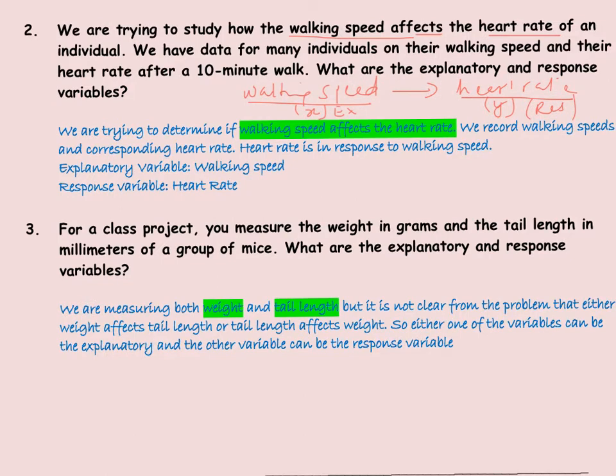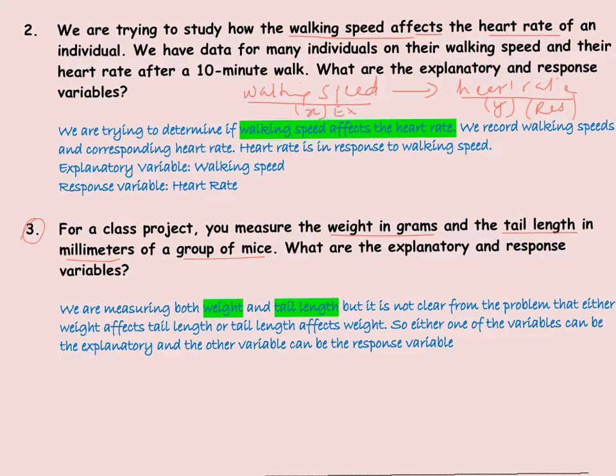In the first two examples that we looked at, it was very clear that there was one variable that was affecting another variable. So there was an explanatory variable, and then there was a response variable, and it was pretty clear which one was which. Now look at the third question. It says, for a class project, you measure the weight in grams and the tail length in millimeters, so those are the units, of a group of mice. Now the question here is, what's the explanatory variable and what's the response variable?